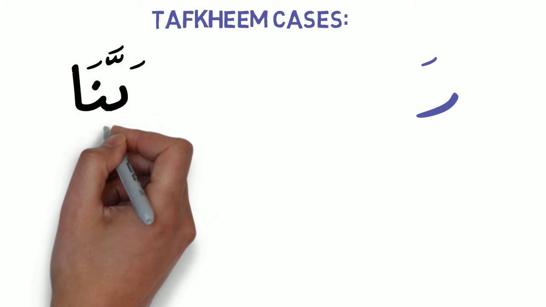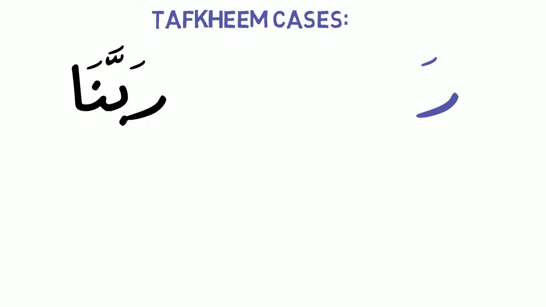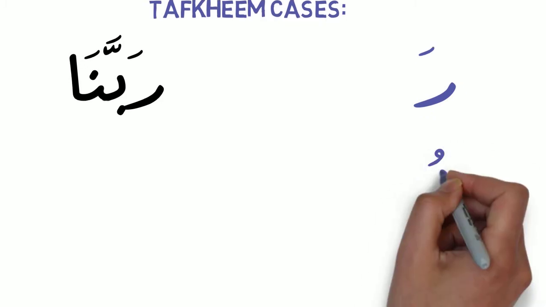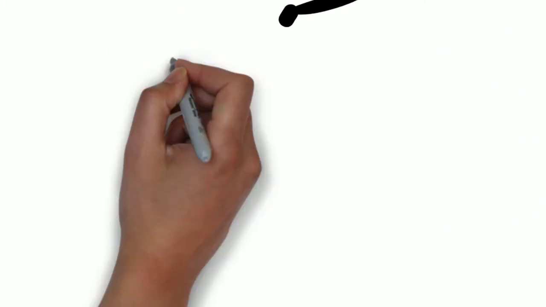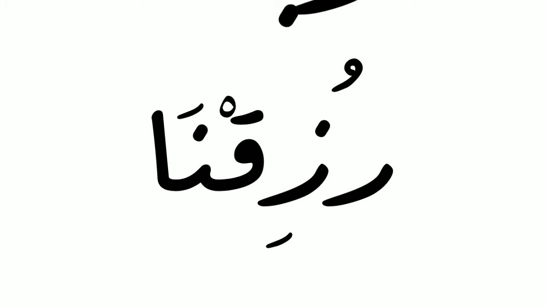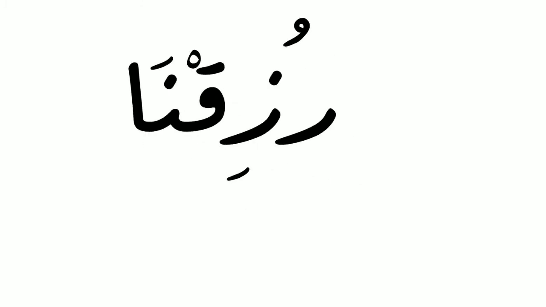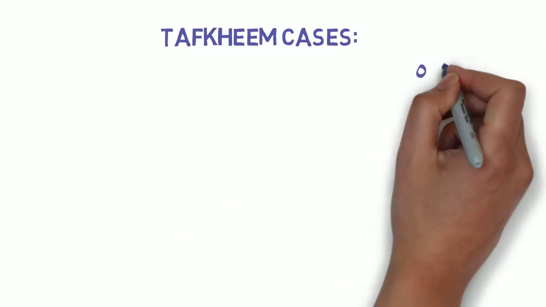So the first case is when Ra has a fatha on it, such as in the word Rabbana. So if you hear any muqri', any sheikh pronouncing those, you'll hear it with a tafkheem. Another case is when the Ra has a dhamma on it, such as in the word ruziqana. The qaf has qalqala, if you remember. The Ra should have tafkheem.